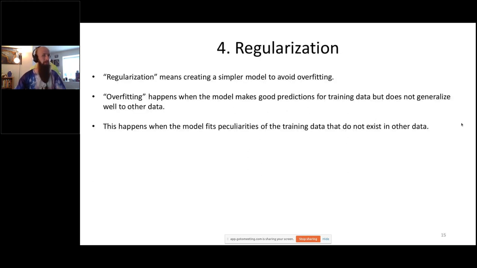Okay, so before I jump into section 4 on regularization, I'll take a breather and see if anyone has any questions.